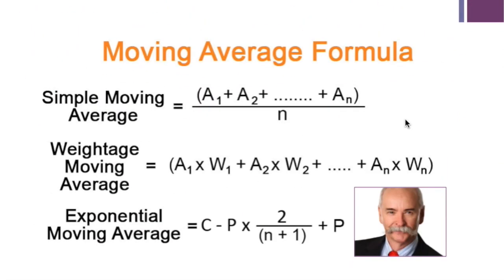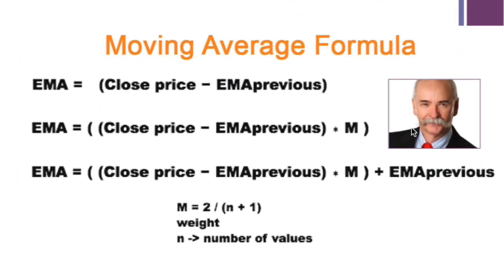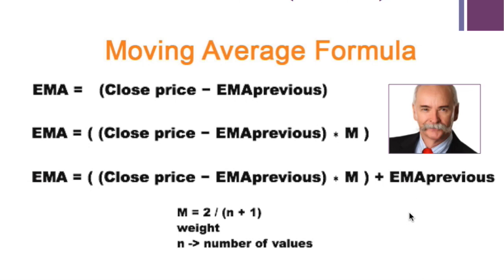In part 1 I showed you the simple moving average, but I told you I will explain how to get the exponential moving average, because Guppy used the exponential moving average. This is the way to calculate it. Some steps: you take the close price, you subtract from this the exponential moving average from the previous period. Then you multiply this by m, some kind of multiplier, a weight, and you add to this the exponential moving average from the previous period.